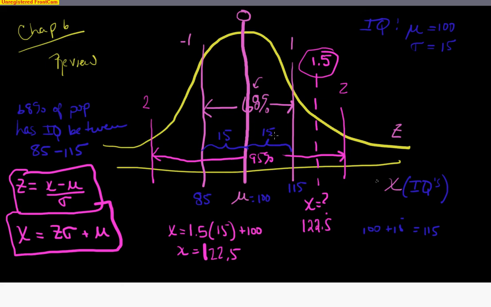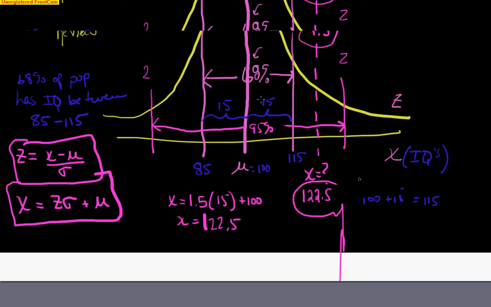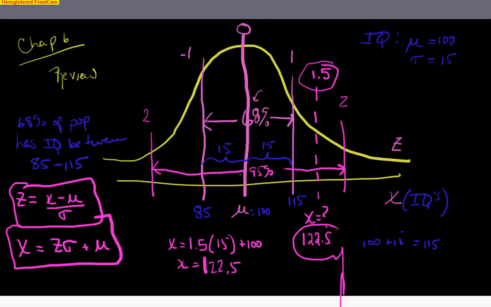All right, so what happens if I want to find the percentage? What percentage of the population has an IQ below 122.5? I wasn't given a nice value here, and so that's what takes us into Chapter 6, and we're going to move on now into the next slide.